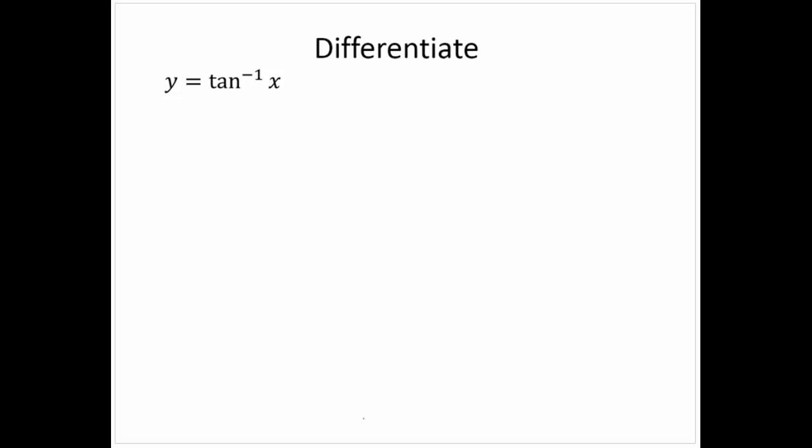So now would be a good time to pause and maybe try this one on your own, and differentiate y equals tangent inverse x using a similar technique. All right, so using the same ideas, I can write that tangent y is equal to x. I apply the differential with respect to x to both sides of the equation.